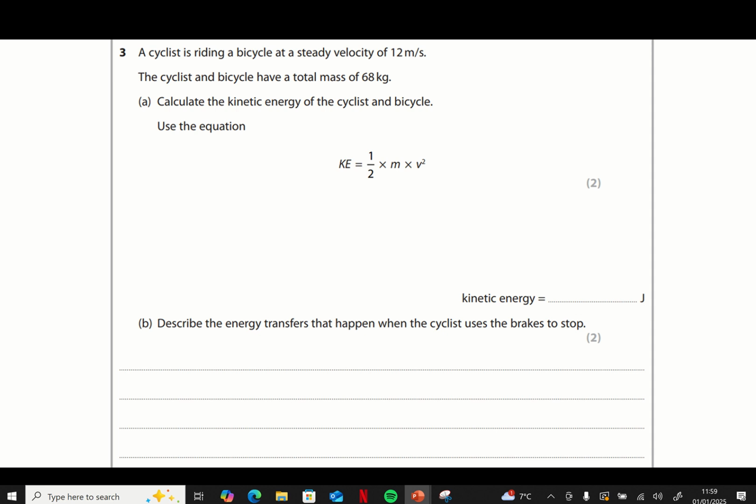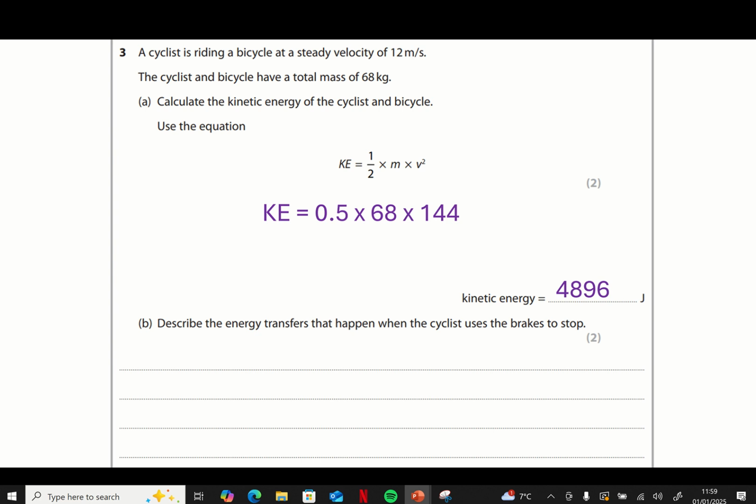So question 3, I don't think many of you will need to watch this video on this. After 2 questions on stuff that hasn't been taught yet, we've now got kinetic energy, and you're very good at this, as seen through your previous mock. So calculate the kinetic energy, it gives you the equation. So K equals half mv squared. So K equals 0.5 times 68 times 12 squared, 144. And that gives me my answer, 4896.